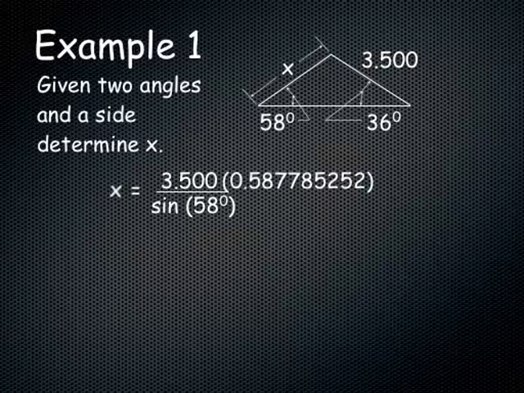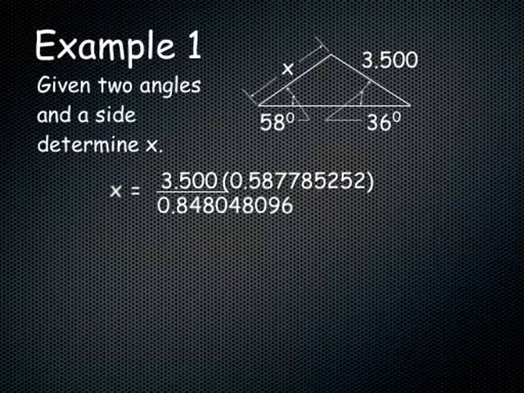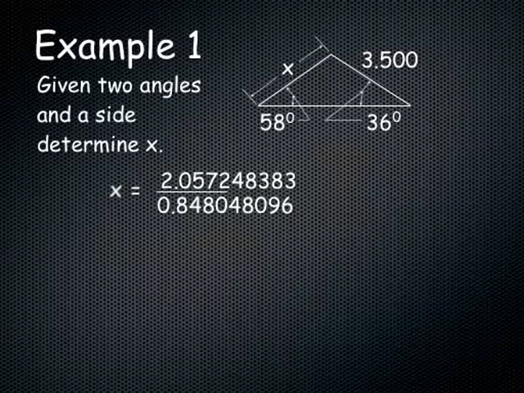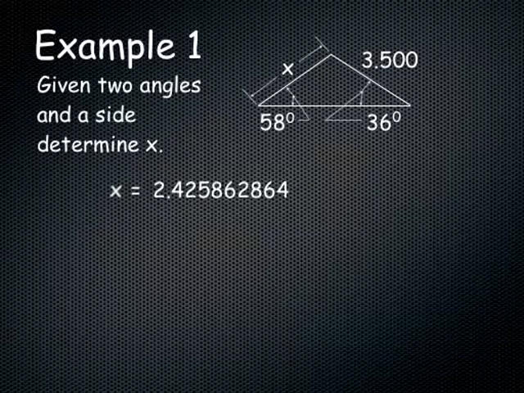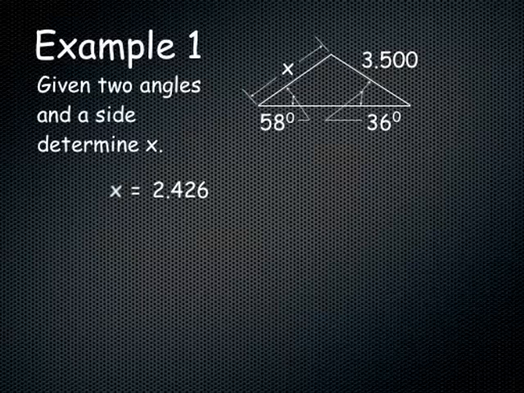and converting numbers to the sine values, multiplying, and then dividing, we find that x is equal to 2.452862864, or rounded 2.426, or 2 and 426 thousandths. And that's our answer, the length of x. Let's look at another example.